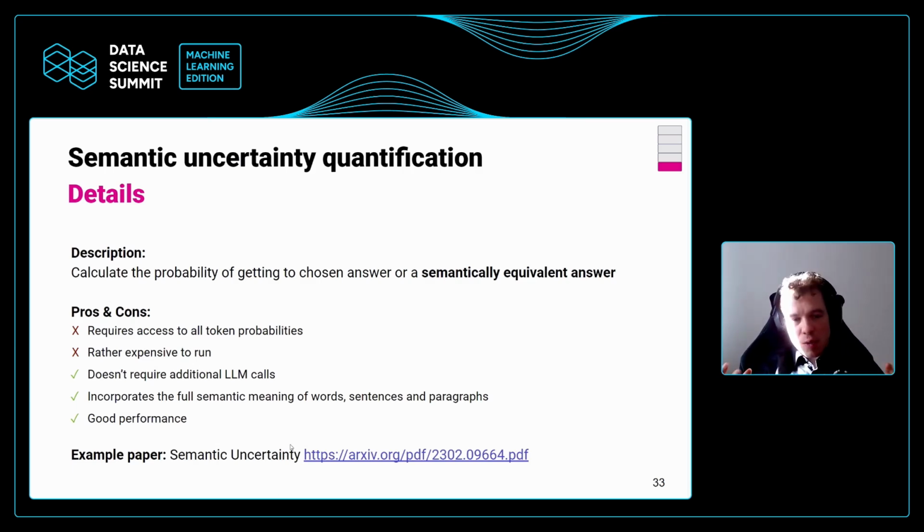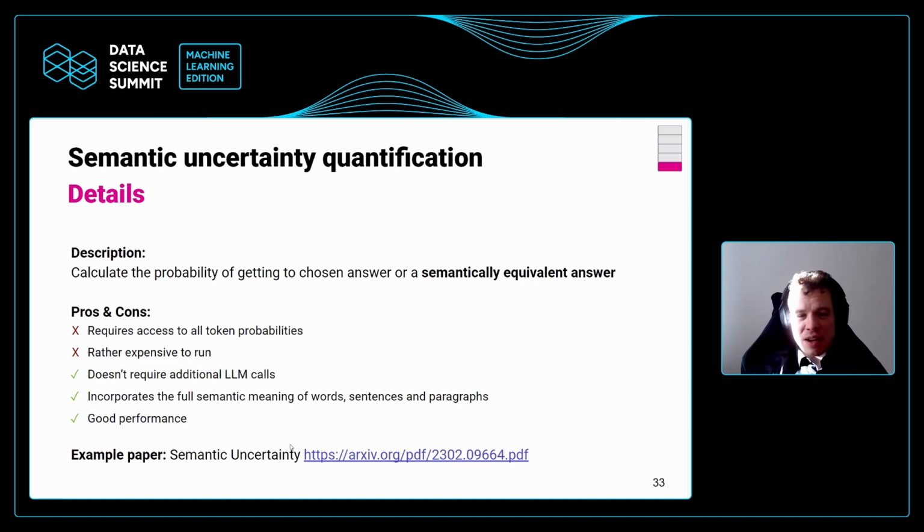Pros and cons. We do acquire access to all token probabilities, not just the chosen token probabilities. Not really all, but let's say 90% of all probability mass, we want to get access to those token probabilities. So we require more than the chosen token probabilities, which means that we pretty much can only use it with open source LLMs, when we can get really any kind of answer we want.